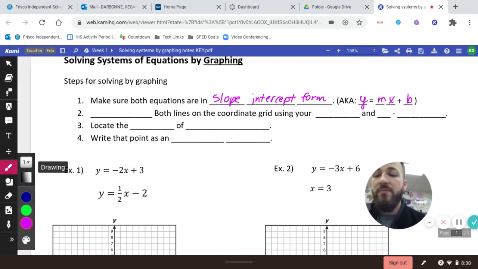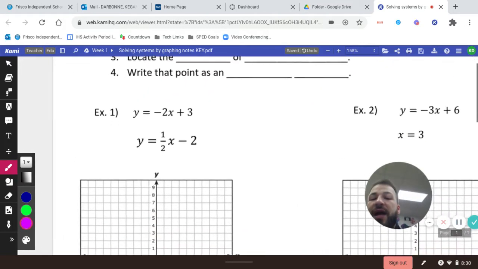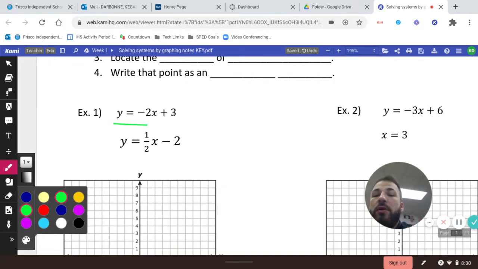Step 2, once we have them both in slope-intercept form, we can go ahead and graph both of our lines on the coordinate grid using your slope and y-intercept. So for each of these, I'm going to graph them on these coordinate grids. So y equals negative 2x plus 3. My slope is equal to negative 2. And remember, anytime it's a whole number, we want to take our slope and make it that number over 1. And then our y-intercept of b, which is 3.